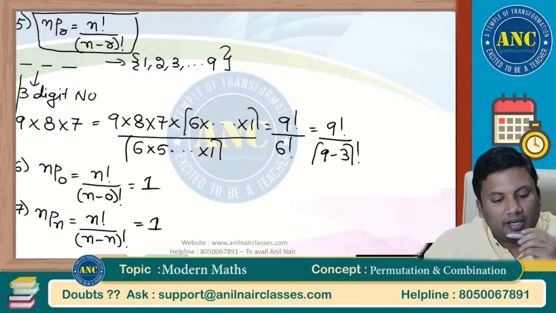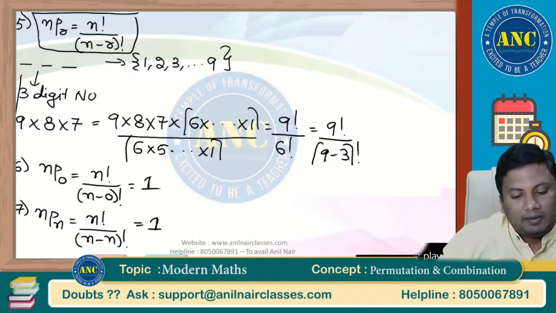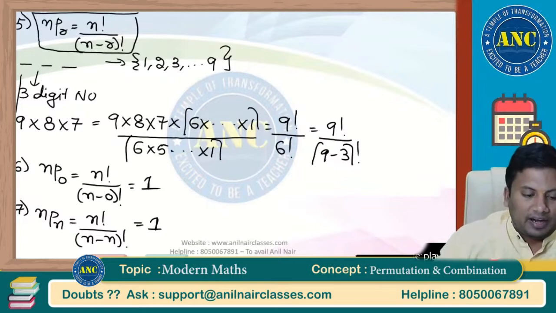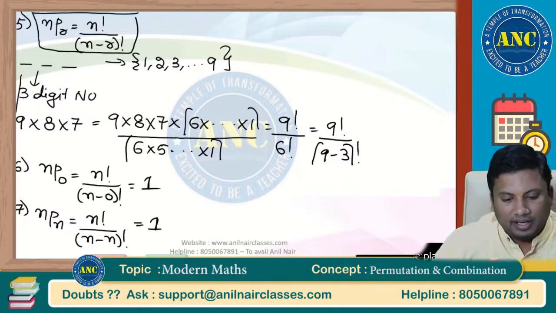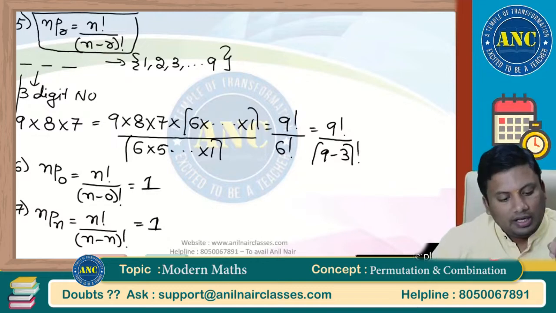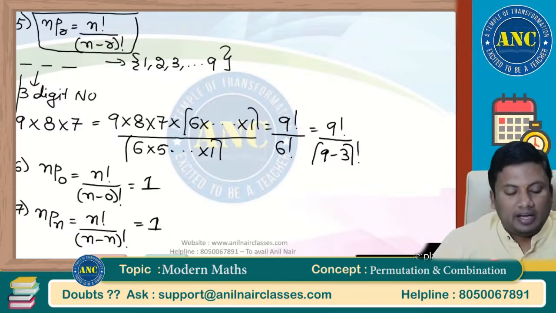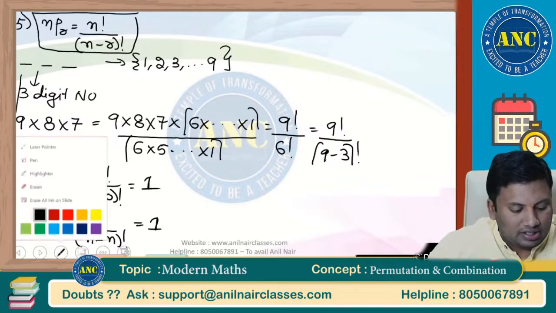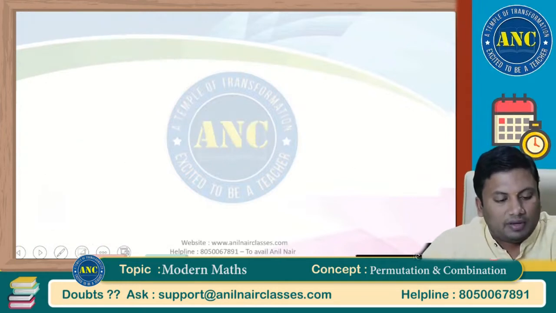nPr is defined by n factorial by (n minus r) factorial. So nP0 is 1 and nPn is 1. Why am I doing all this? You will understand once we are solving problems.